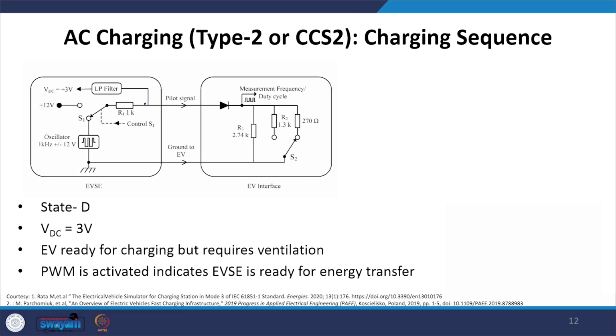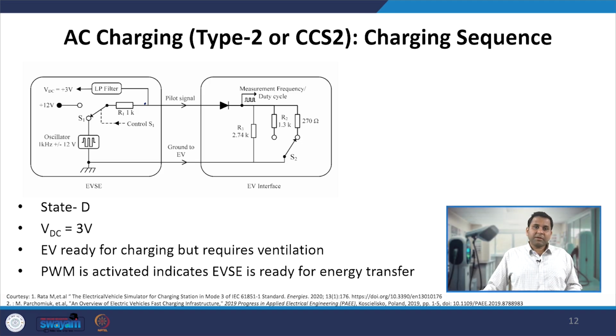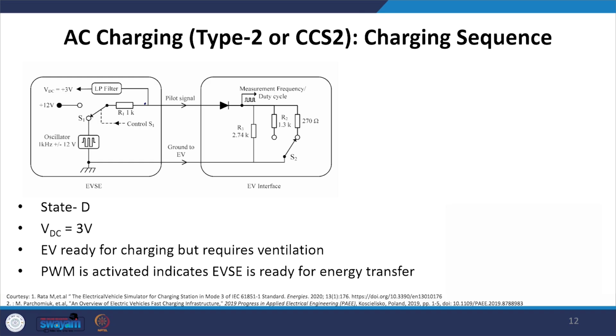Now, there is another state which can take place. In this state, sometimes while charging the EV requires ventilation. So the EV will change the R2 value from 1300 ohm to 270 ohm, and that is when the EV will tell the EVSE that the EV requires ventilation, especially for EVs with vented batteries which emit gases, and thus require ventilation. It is requested by the EV, and the EVSE will then detect it and change the state. If the EVSE does not support ventilation, it will not allow charging in D state.